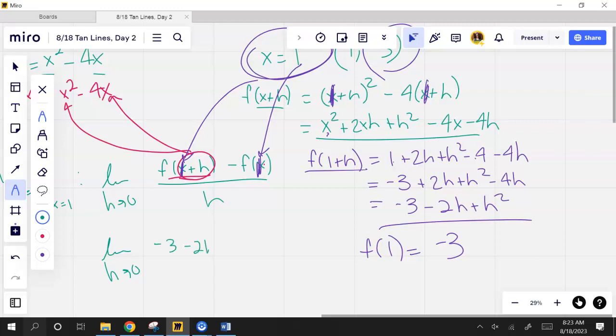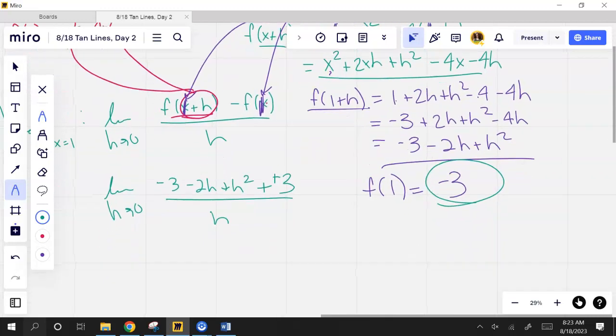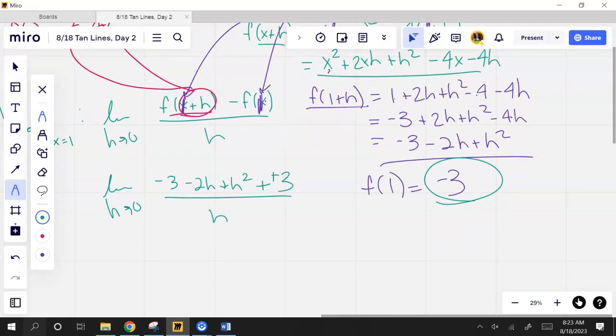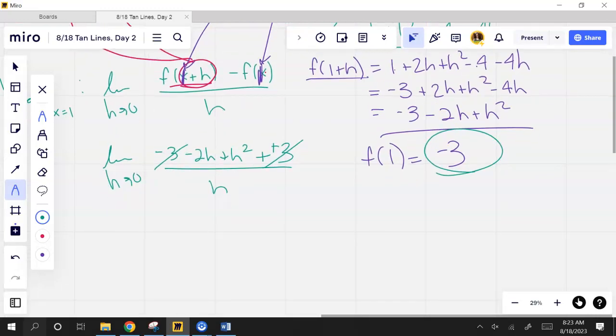Okay, so now I have negative 3 minus 2h plus h squared minus, what's f of 1? Negative 3, over h. Well, look what happens. The same thing that always happens. You should be starting to see a pattern here as we do this, so that you can cancel an h out. If it doesn't, something's going wrong. The shortcut is so much shorter. You're going to be so mad when you see the shortcut.